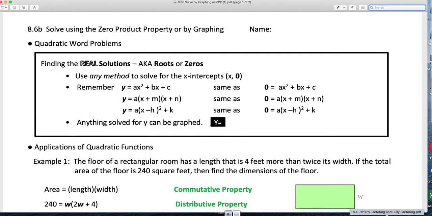Welcome to Lesson 8.6b. This is the follow-up to Lesson 8.6a, obviously. This is Miss Fleming. And in 8.6a, you had an exercise or an activity where you had to do a water balloon contest. This doesn't relate to that at all. This is actually a lesson on solving applications using the zero product property or by graphing, but it stands alone.